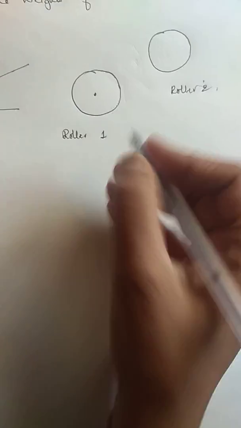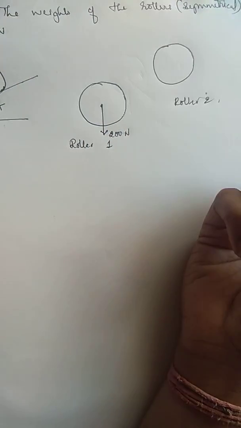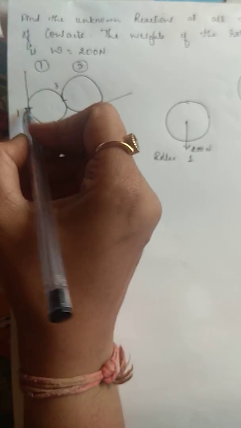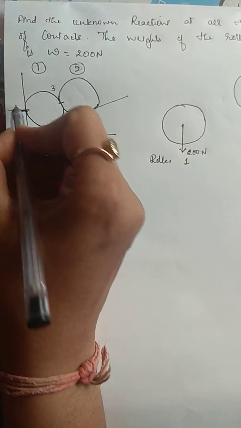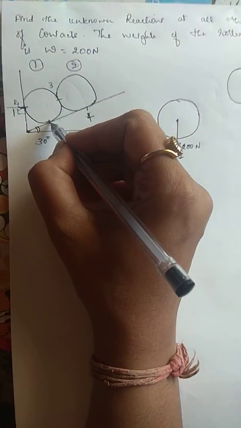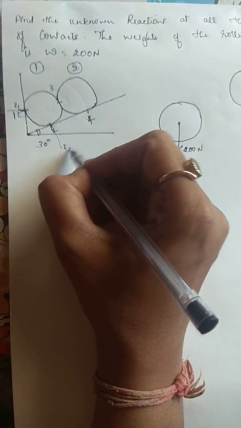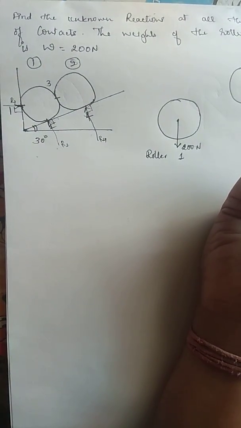So starting with roller 1, I have the weight always acting downward, which is 200 Newton. I will show the weight. And then look at the figure. I have a point of contact here, so I'll have a reaction R1, which acts normal to the plane. I have a reaction R2, which is going to act normal to this plane. I'll have a reaction R4, which is going to be at 90 degrees to this plane.